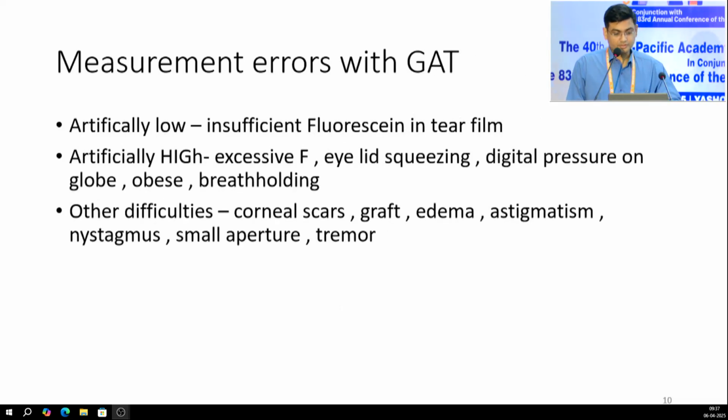So the measurement errors with the GAT are that readings can be artificially low if you do not put the proper fluorescein. They can be high if the patient is not comfortable, squeezing his eyelids, or you are putting digital pressure on the globe, if the patient is obese, or breath holding. Other difficulties are when the patient already has a scar, a graft, corneal edema, astigmatism, nystagmus, small aperture, or any tremor.